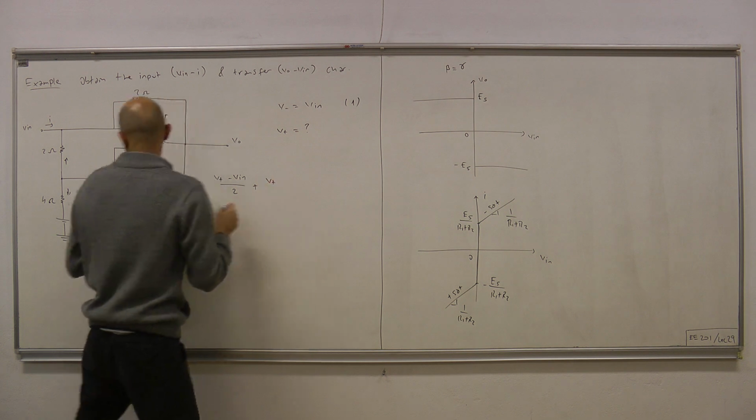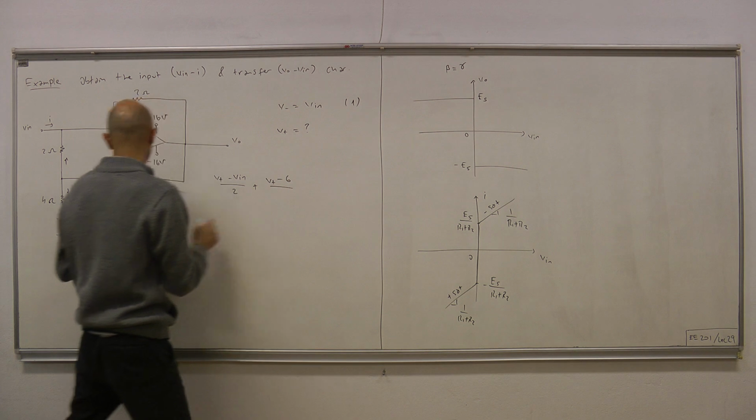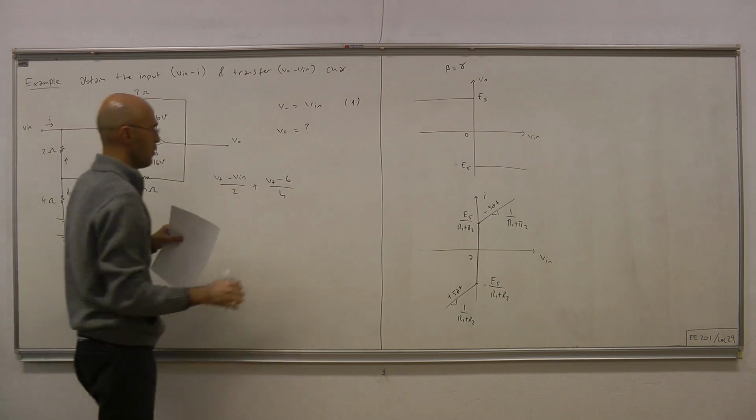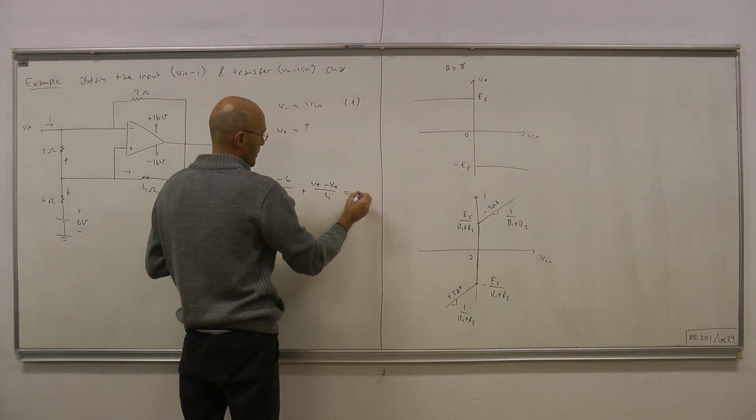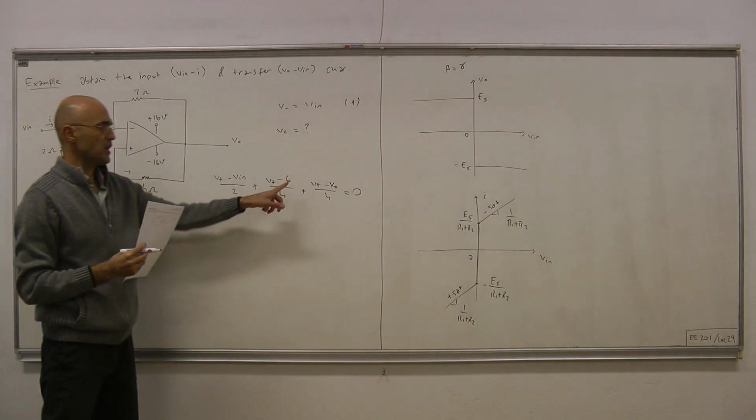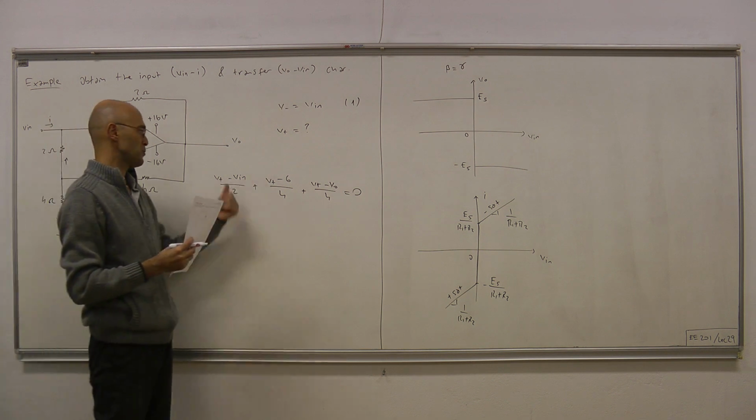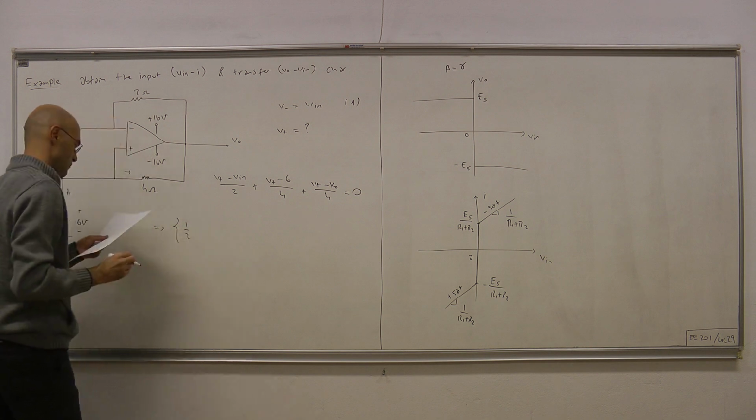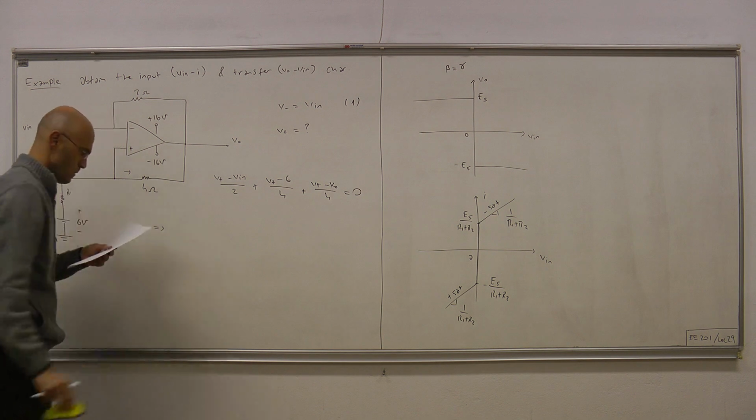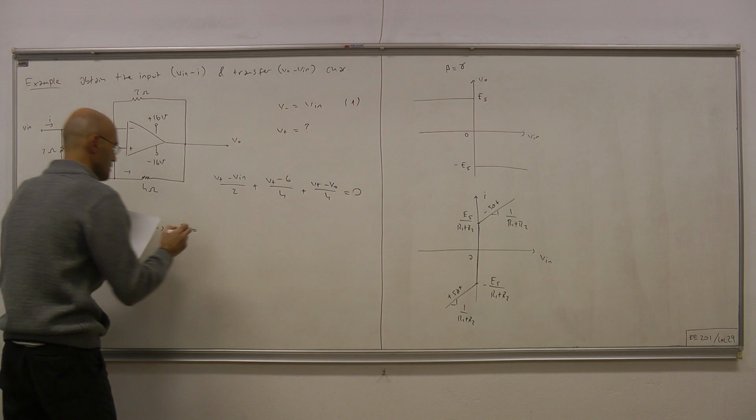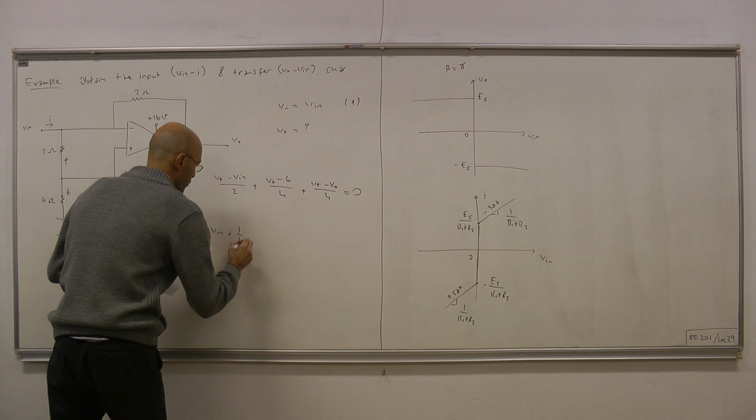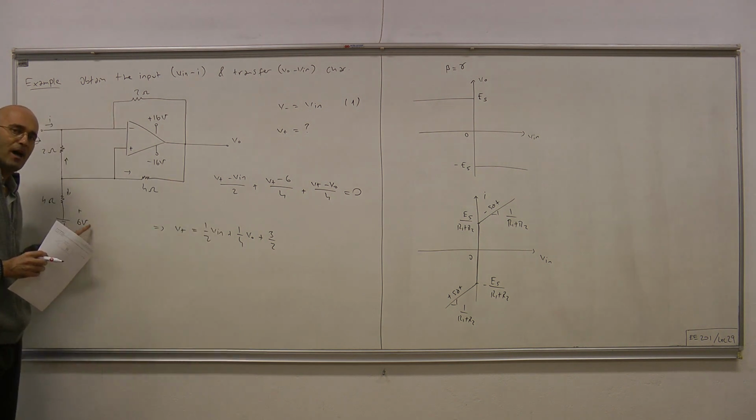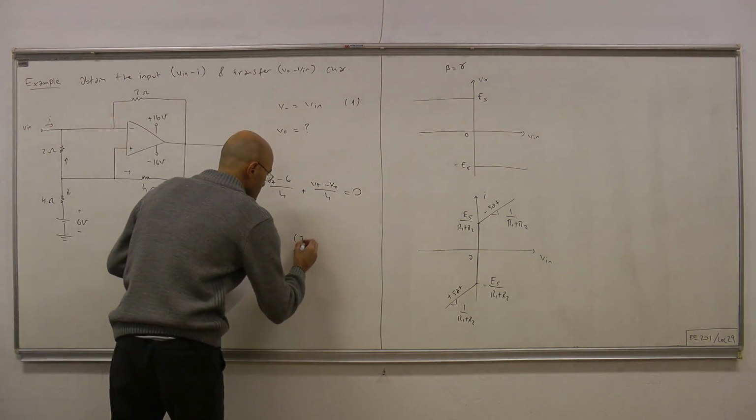Then we have V plus minus 6 over the resistance is this current. And finally, we have this current, which is V plus minus V out over 4. By KCL, the sum must equal 0. And from this expression, it's obvious that V plus can be expressed in terms of input and output voltages. So let's find that simple expression. V plus equals 1/2 V in plus 1/4 V out plus some constant term. This constant term has to do with this battery here, this 6 volts. So that's our equation two.